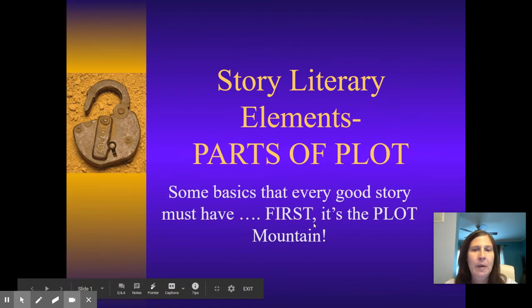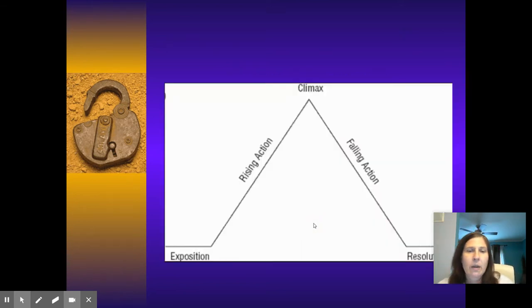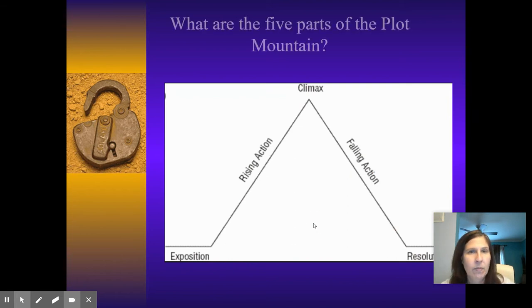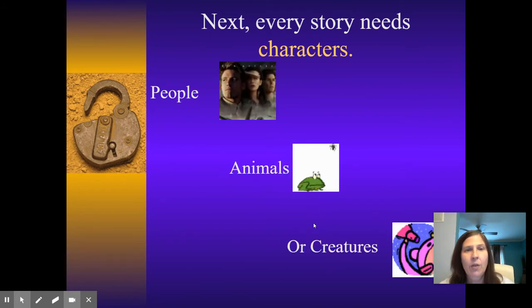Here we go. As you know, we usually look at a plot when we look at the plot mountain, the parts of a story. Here are the 5 main parts of the story. We're going to start with the exposition. As you know, the exposition usually introduces the characters, the setting, and sometimes the conflict. Our characters, of course, can be people, animals, or even creatures from another galaxy or planet.